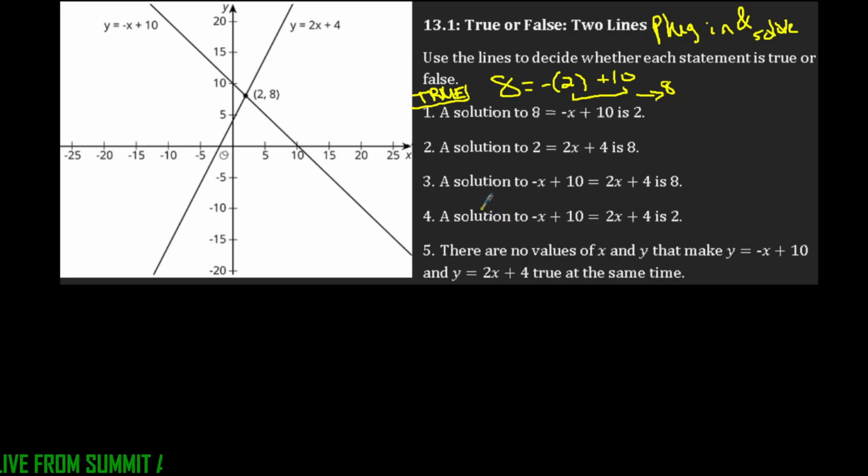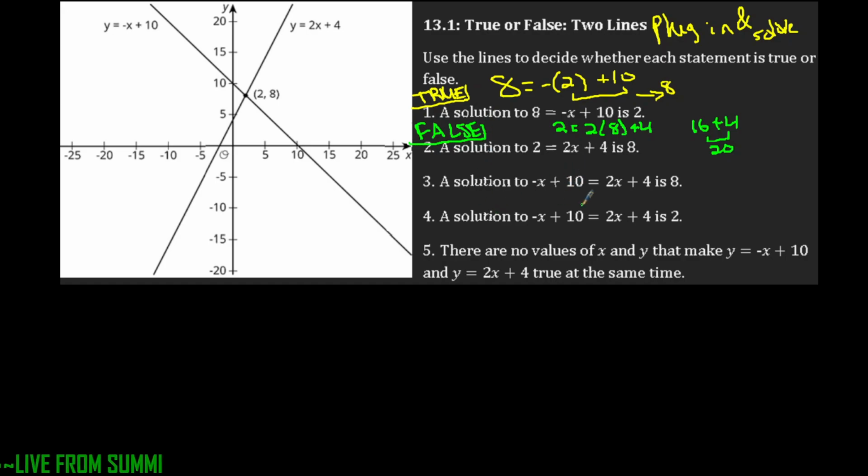For number 2, it says a solution to 2 equals 2x plus 4 is 8. The same kind of idea, plug it in. So we're going to say plug in 8 into the equation. So we have 2 equals 2 times 8 plus 4. Well, 2 times 8 is going to be 16. So this is going to be 16 plus 4, which is 20. Which is not equal to 2, so we're going to say this one is false. So number 2 is false.